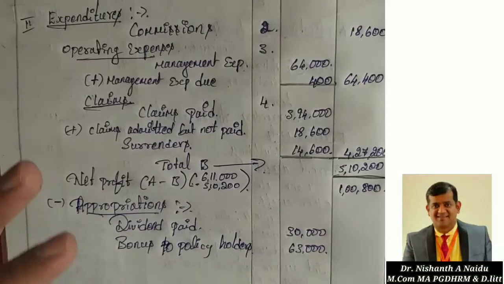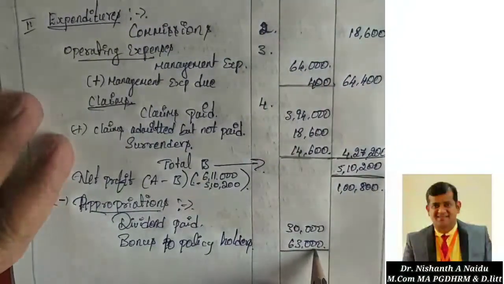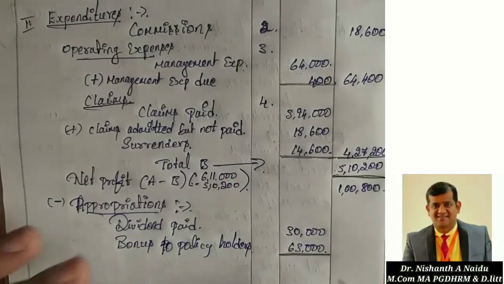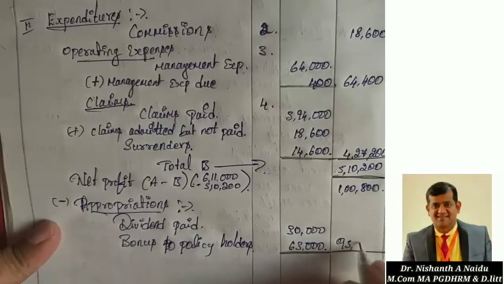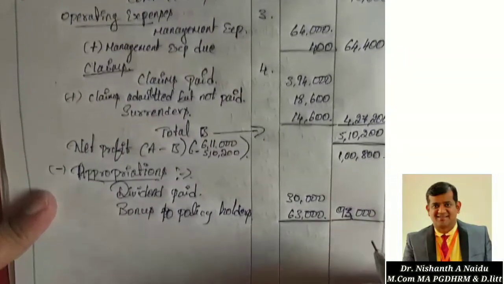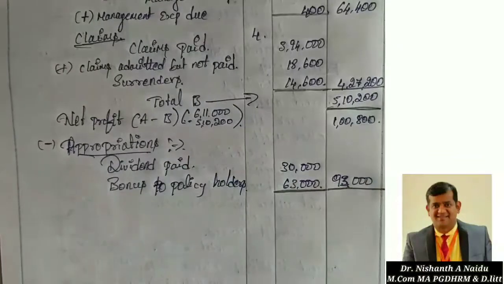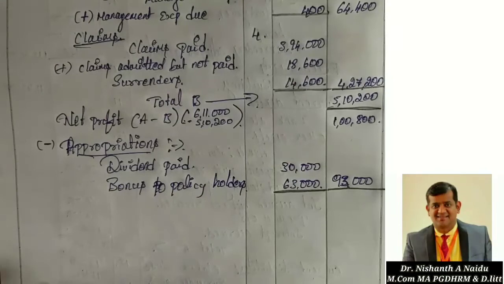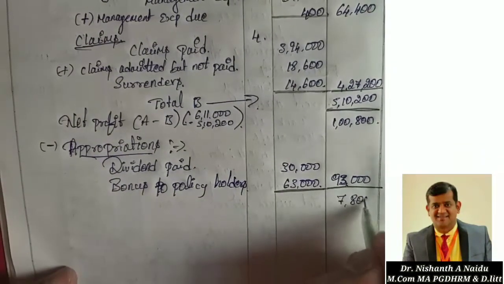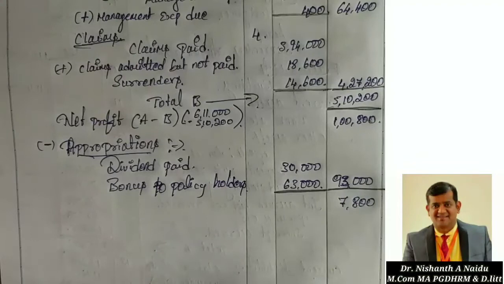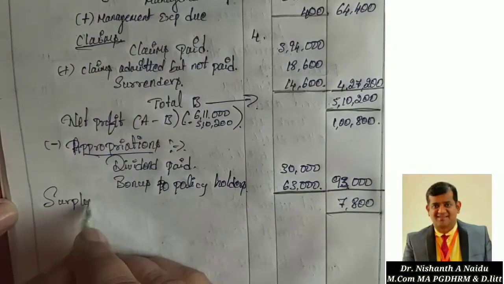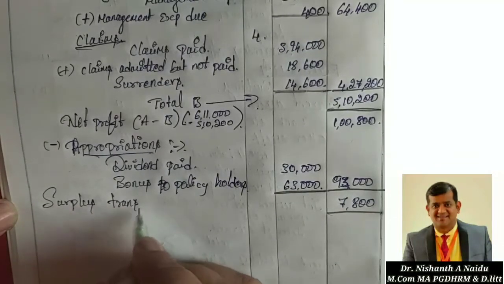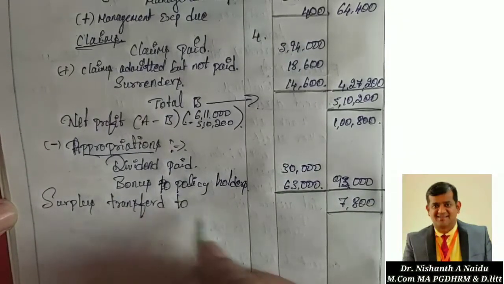So put together, add it. Since it has to be deducted, put it directly in the outer column. So that is going to be your 93,000 rupees. So deduct this from this: 1,08,000 minus 93,000 comes to 7,800, which is the surplus transferred to balance sheet.